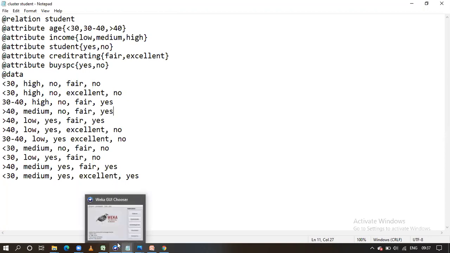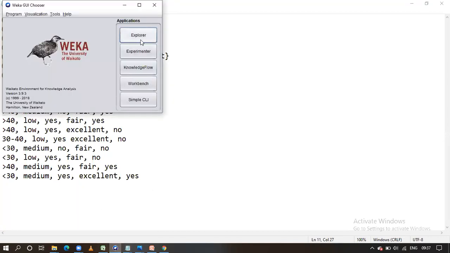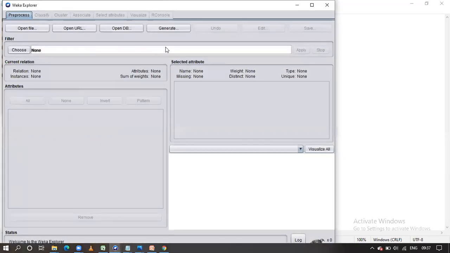Finally, what we have to do is give this file as the input record. To open that one, we have to press the application in the Explorer.